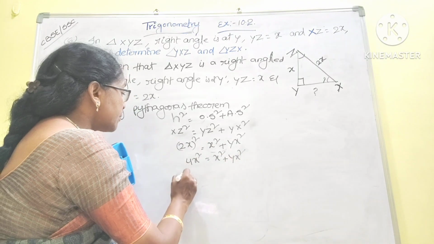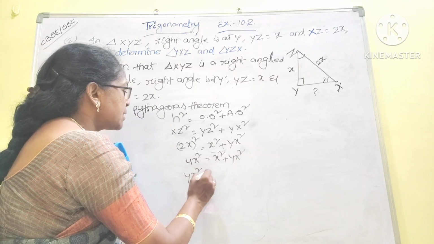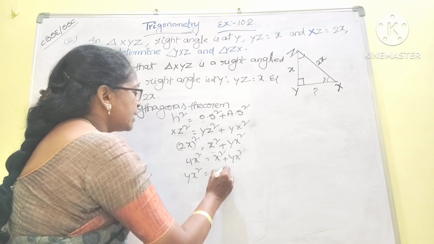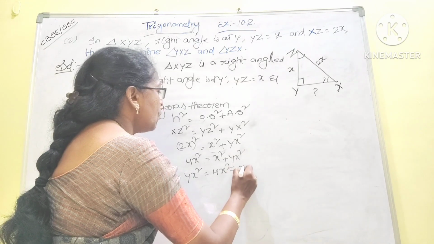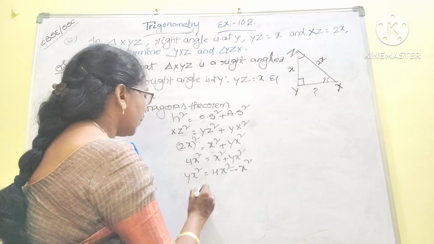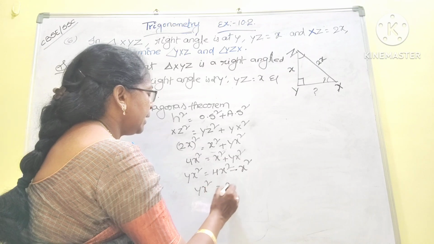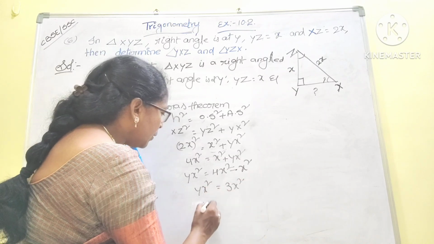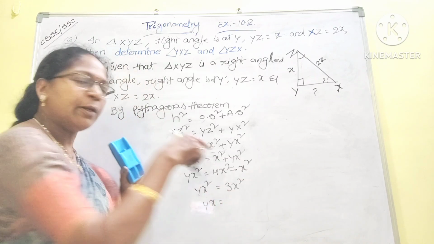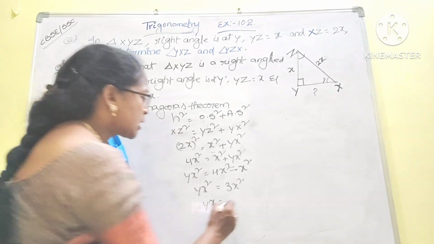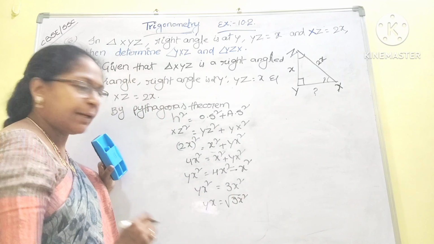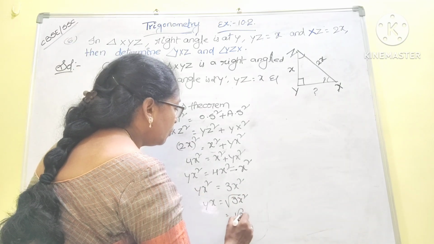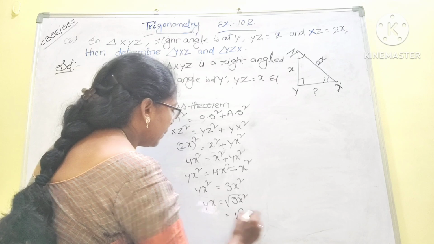Where YX square is only required. So YX square equal to 4x square. This goes to the other side, it will become minus, so minus x square. So YX square equal to 3x square. We want only the YX. So the square goes to the other side, it will become square root of 3x square, that equal to root 3 times x square root, which is nothing but x.